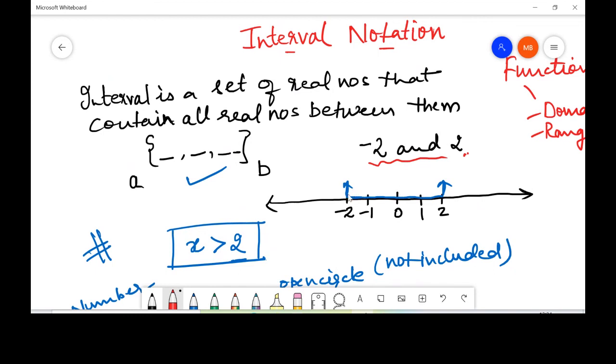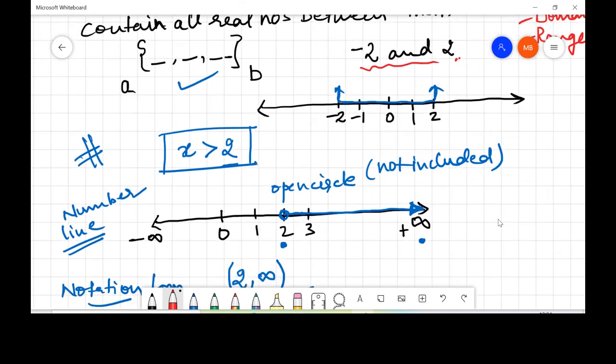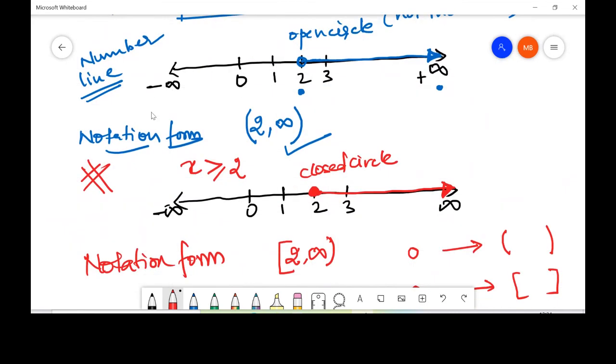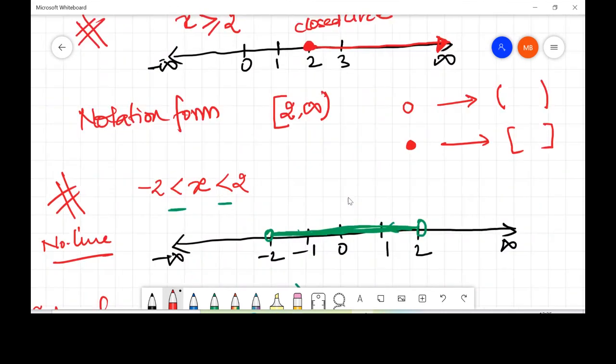Now there are certain rules associated with the use of brackets. So what are those rules? They depend on the sign of inequality. Whenever you have a greater than sign or less than sign, we'll always use open circles. Whenever you have greater than or equal to or less than or equal to, we'll use closed circles. Okay, so let me give you one practice question to solve.